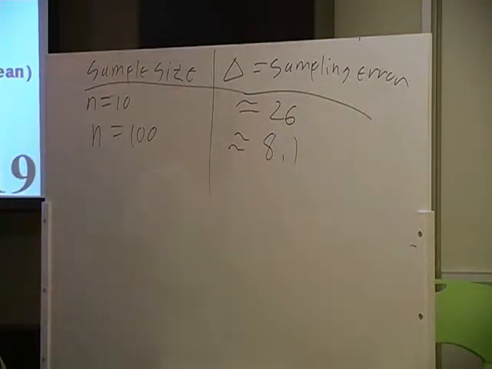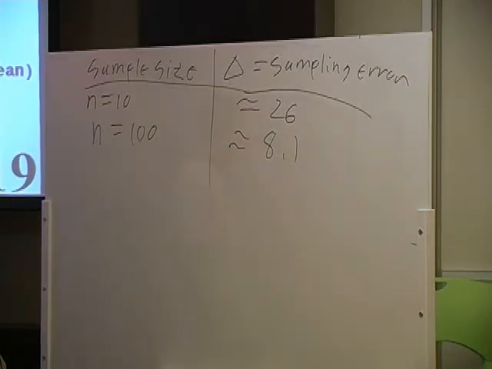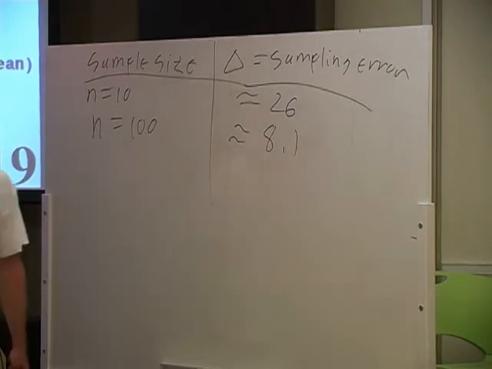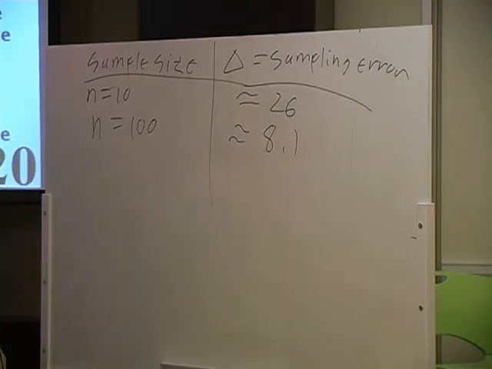So the question is, this thing is decreasing as this thing increases, but at what rate? Anyone know what rate? Square root, right? It turns out to be the square root. And that's what I said here on the next slide: the square root sampling relationship.